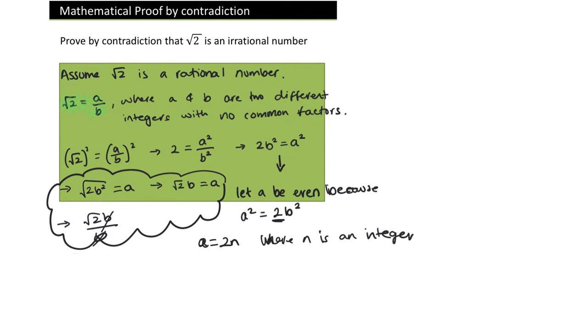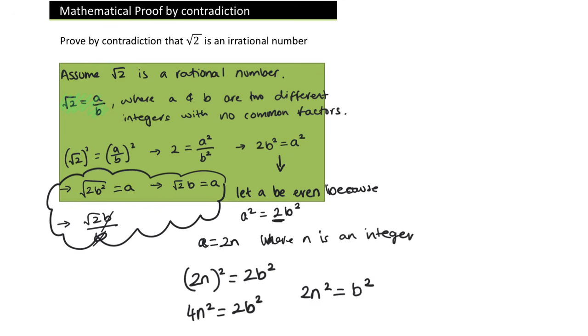So now that we have that, what do we know? The b has to be odd. So we know that 2n squared has to equal 2b squared. So then we're going to have 4n squared has to equal 2b squared. What does that mean? That means that 2n squared has to equal b squared. Oh, you can divide by 2.